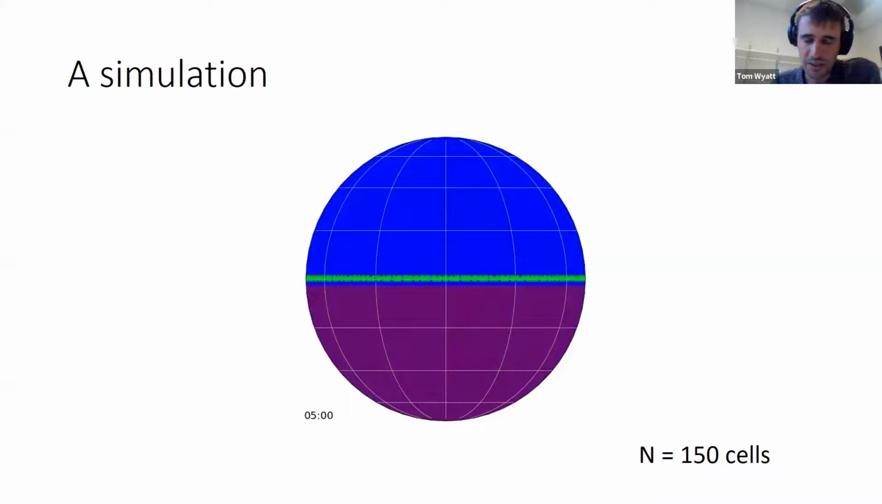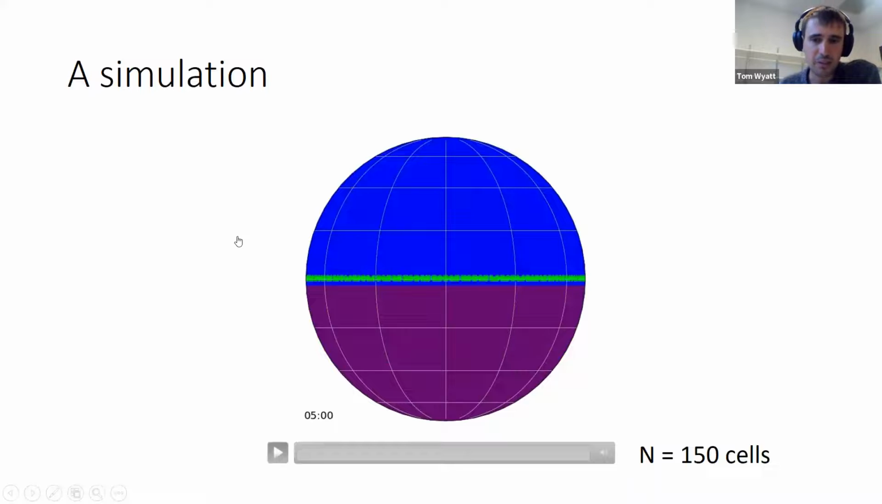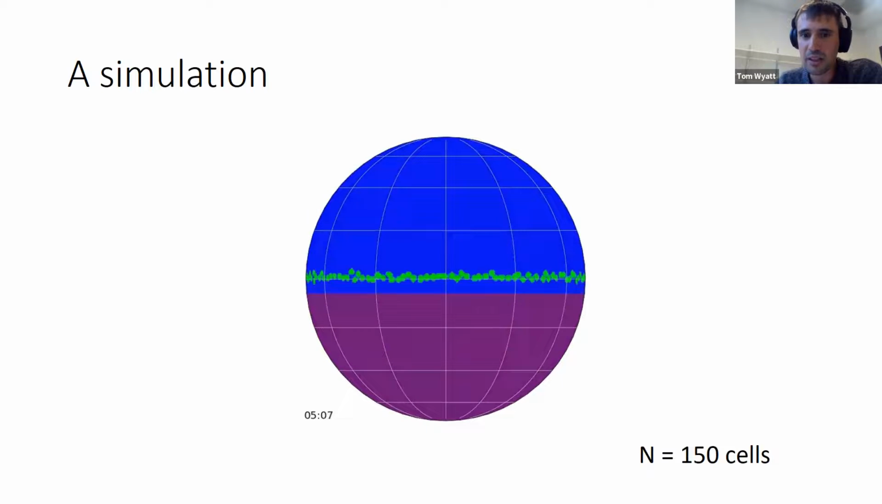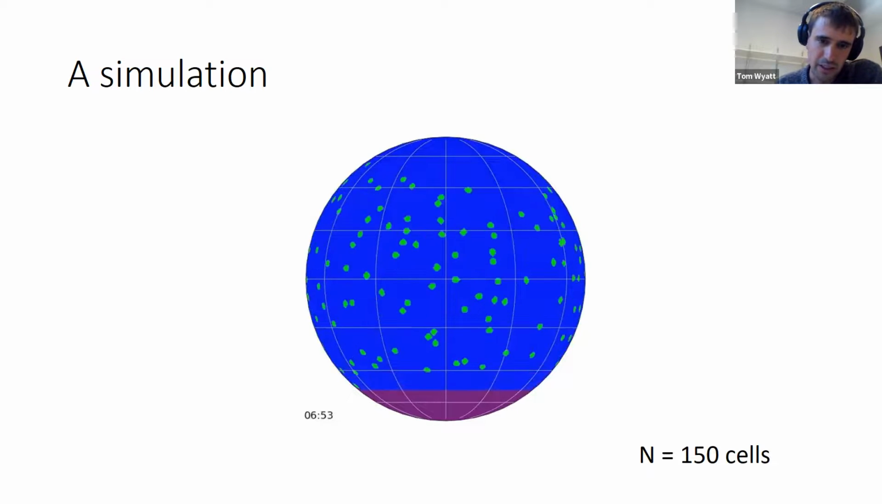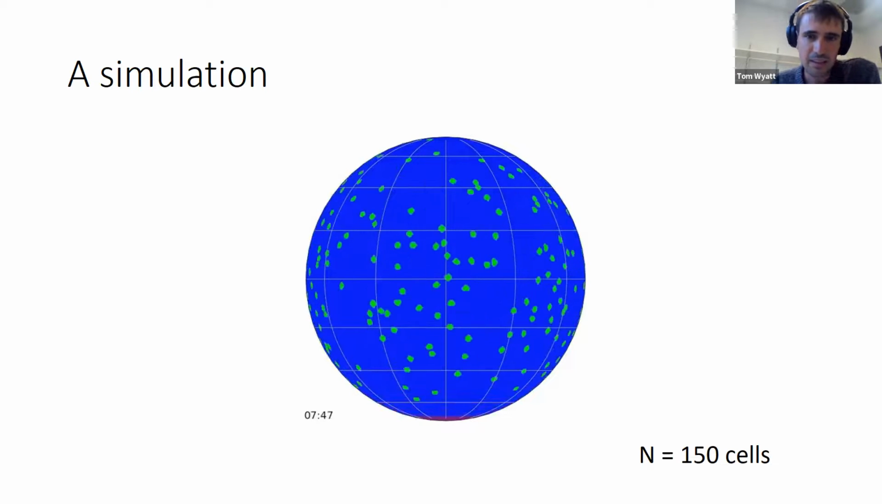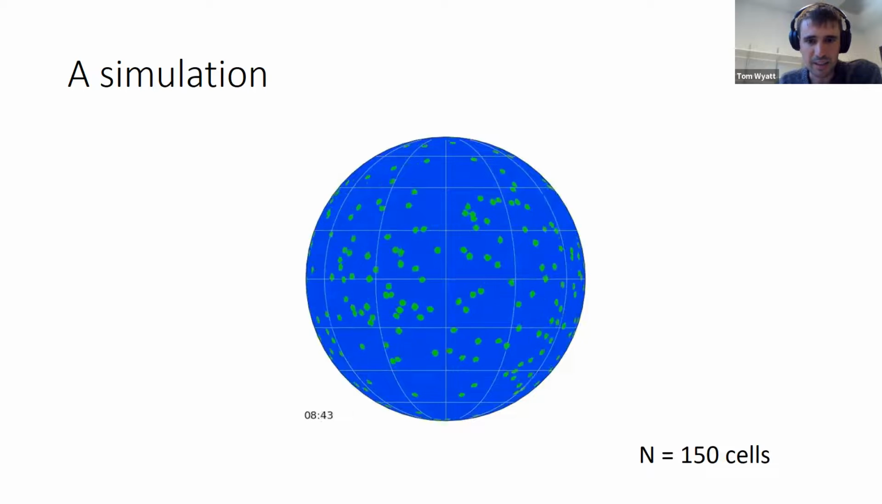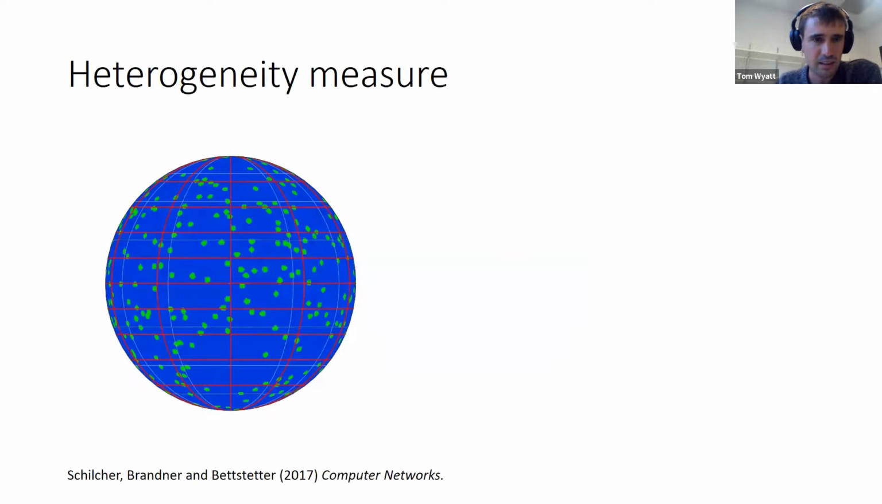So a general simulation we set up with roughly the same number of cells as we see in the embryo, starting in that starting configuration around the edge, and simulations progress like that. And the next thing we need, because we're interested in this dispersal and this homogeneous spacing of cells, we need some kind of measure of that heterogeneity.